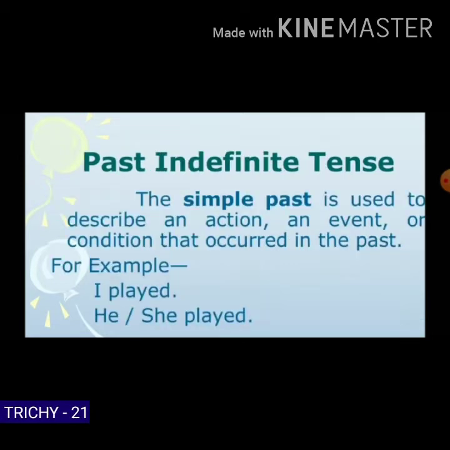Okay, what is the simple past? The simple past is used to describe an action, an event or condition that occurred in the past. For example, I played, he played, Sheila played well, he ran. So simple past is used to describe an action, an event or condition that occurred in the past.